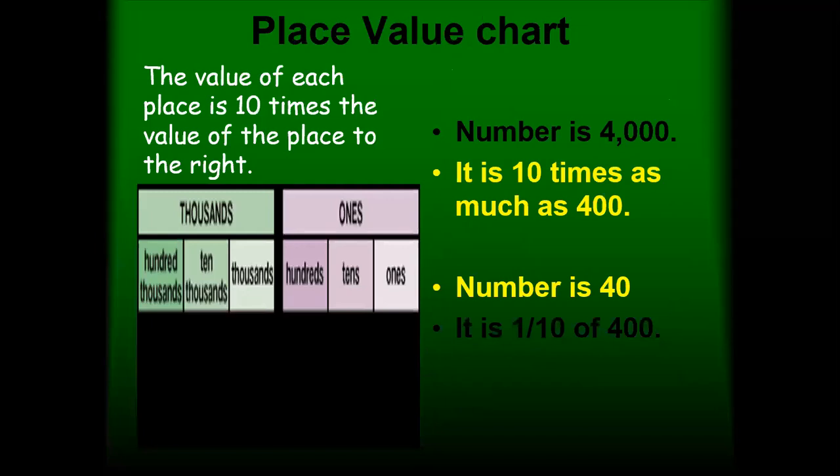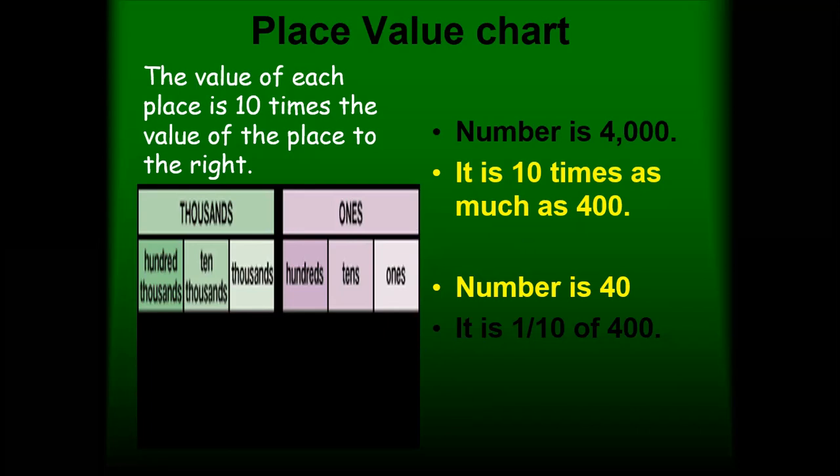Now, as you all know, you will be able to read the number using a place value chart. The chart is divided into periods. The first is the ones period, which is made up of ones, tens and hundreds. Then comes the thousands period, which is made up of thousands, 10,000 and 100,000. And the next one is the millions period, which is again made up of 1 million, 10 million and 100 million. So the value of each place is 10 times the value of the place to the right.